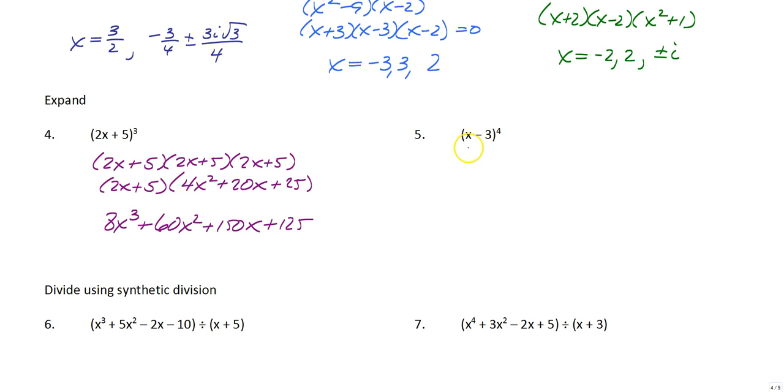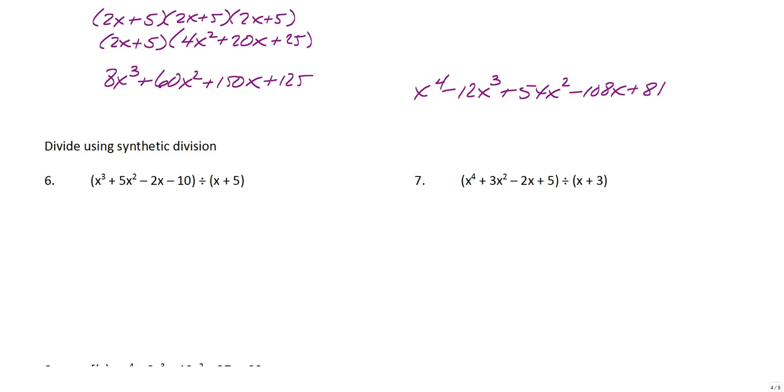This you would just do x minus 3 in parentheses 4 times. You would FOIL once, FOIL a second time, and then put those all together and FOIL it one more time. Or, again, you can use Pascal's triangle. We're not going to cover this one. We're just going to tell you that your answer should be x to the 4th minus 12x cubed plus 54x squared minus 108x plus 81. Okay? So, moving right along.